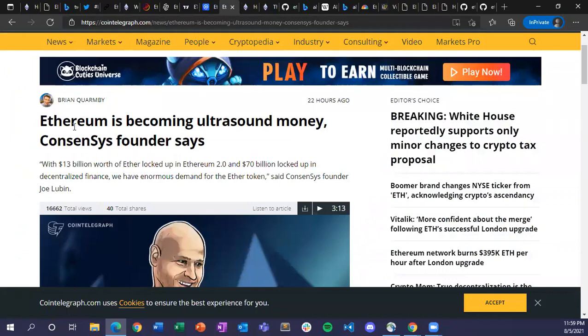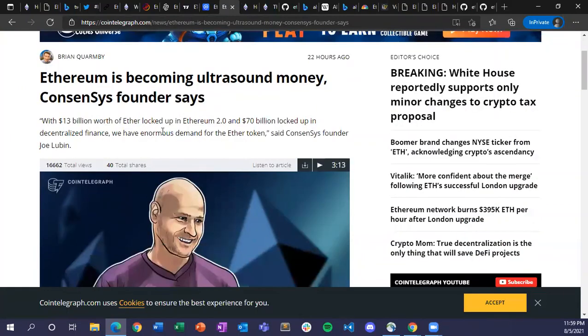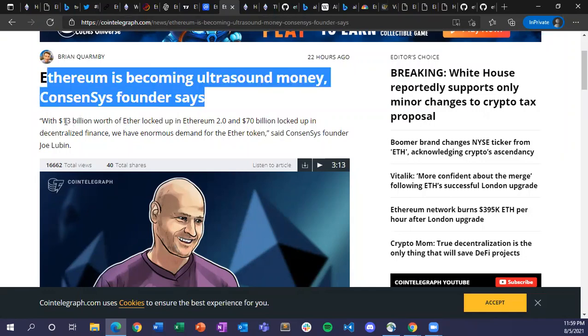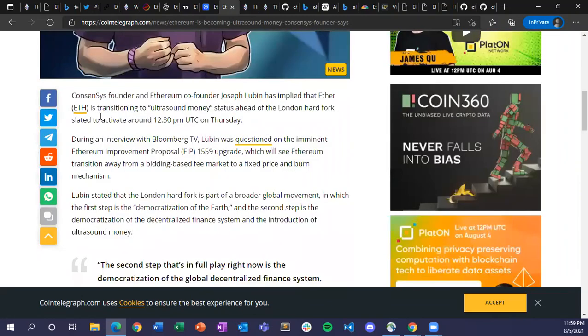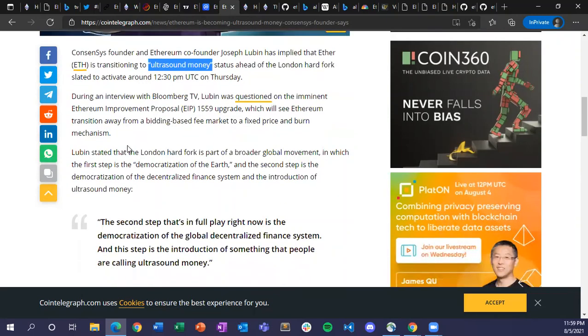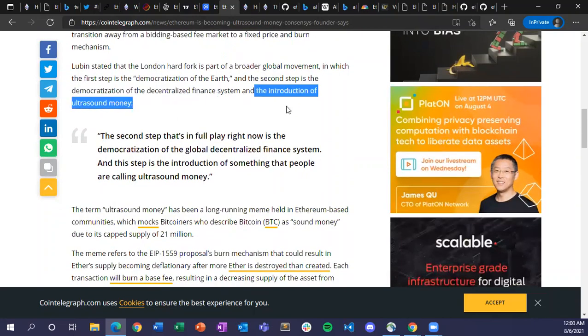Now, an interesting article I found was that the Consensys founder, Joseph Lubin, or Joe Lubin, who's also a co-founder of Ethereum, said that Ethereum is becoming ultrasound money. Now, with $13 billion worth of Ether locked up for Ethereum 2.0 and $70 billion locked up in DeFi, we have enormous demand for that Ether token. And what he means is transitioning to ultrasound money ahead of that London hard fork. So what he means to say is the London hard fork is part of a broader global movement, the first step towards the democratization of the earth, and the second step is democratization of DeFi and introduction of ultrasound money.